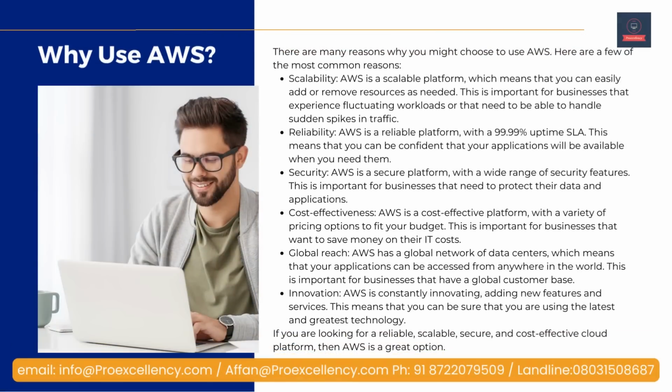Why use AWS? There are many reasons why you might choose to use AWS. Here are a few of the most common reasons. Scalability. AWS is a scalable platform, which means that you can easily add or remove resources as needed. This is important for businesses that experience fluctuating workloads or that need to be able to handle sudden spikes in traffic. Reliability. AWS is a reliable platform with a 99.99% uptime SLA. This means that you can be confident that your applications will be available when you need them.